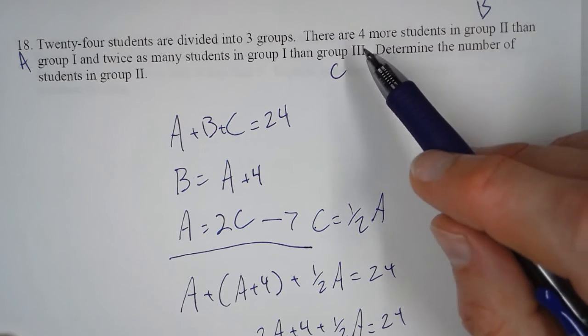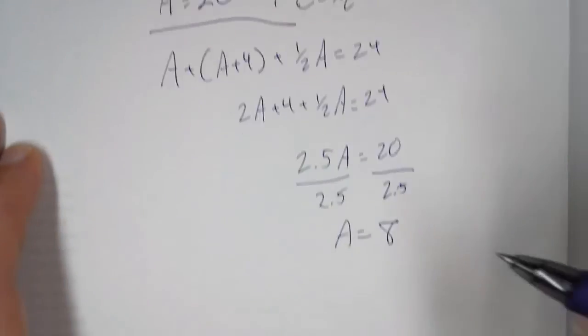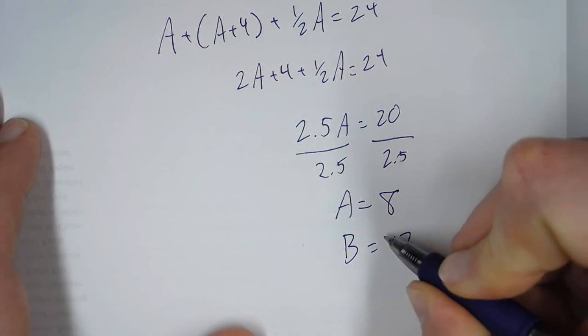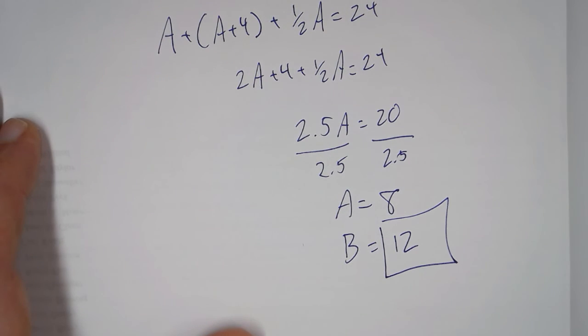Now 8 is not our answer, because it says we want the number of students in Group 2. But it says there are 4 more students in Group 2 than Group 1. So this is Group 1, so Group 2 is 4 more. So our answer is 12. And we're done.